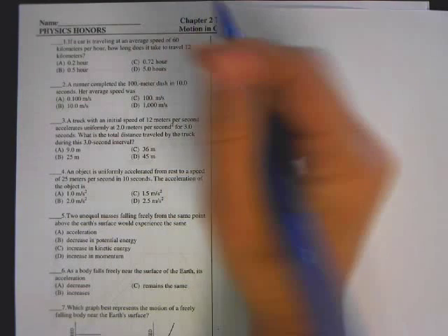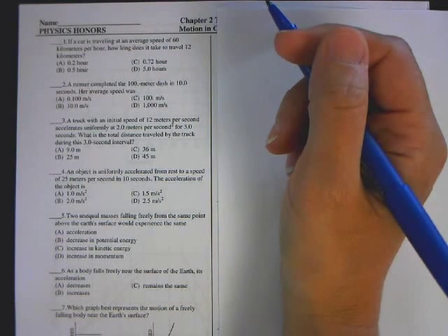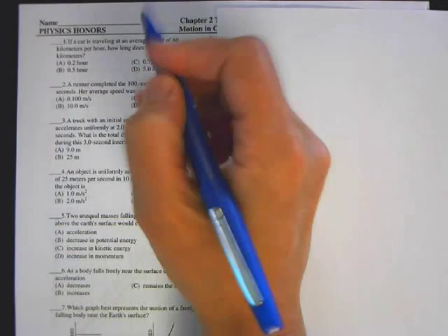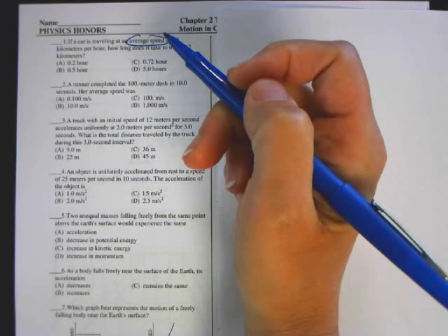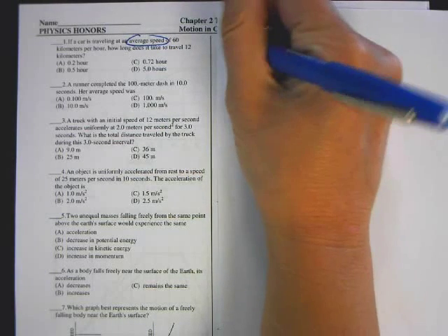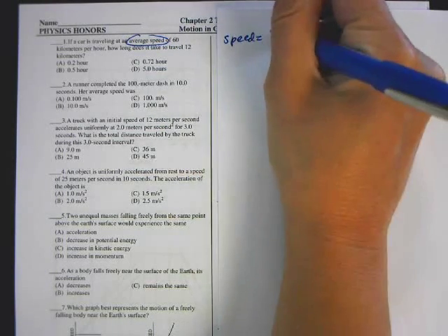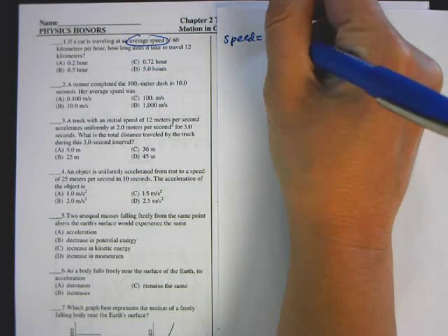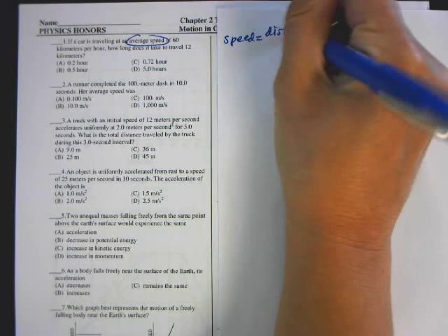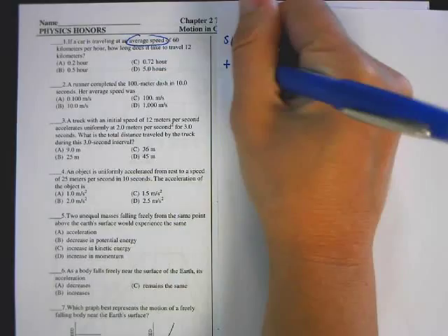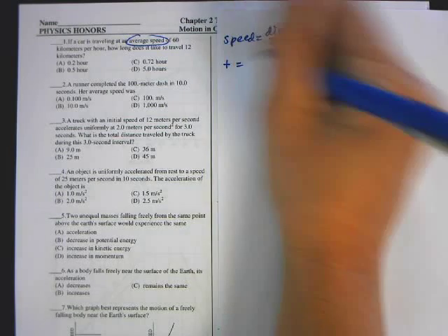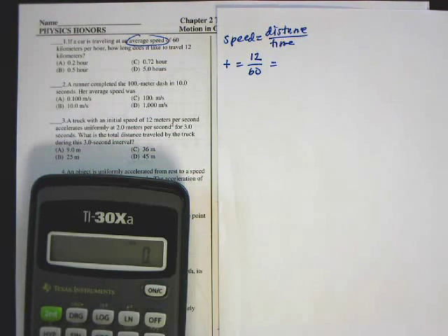Alright, so number 1 says if a car is traveling an average speed of 60 kilometers per hour, this says average speed, how long does it take to travel 12 kilometers? So we know that speed is equal to distance over time. And that's all we have to do. So the time is equal to 12 divided by 60, which is equal to 0.2, so the answer is A, 0.2.